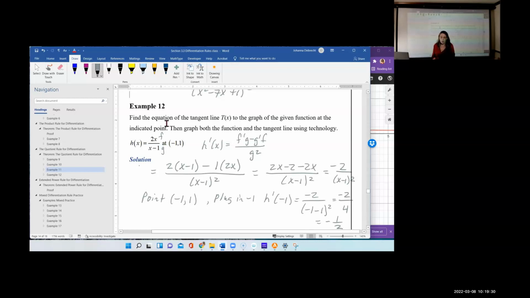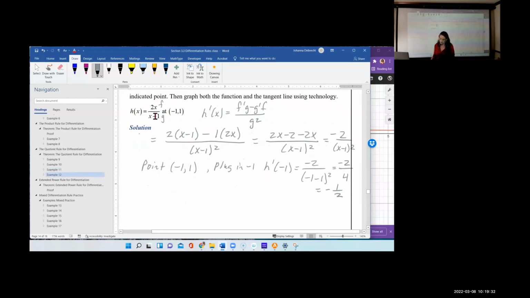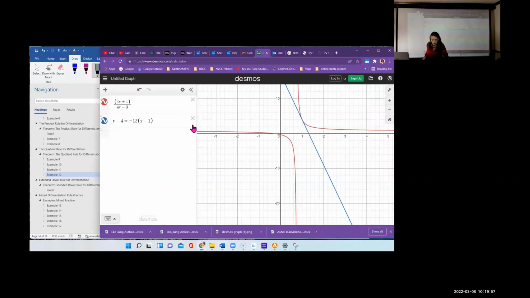All right. Once I have -1/2, I can write the equation of the tangent line. And the equation of the tangent line is going to be y minus 1 coming from here equal to -1/2. This is the slope of the tangent line times x minus a -1, which makes it x plus 1. All right. Let me come and put that over here.